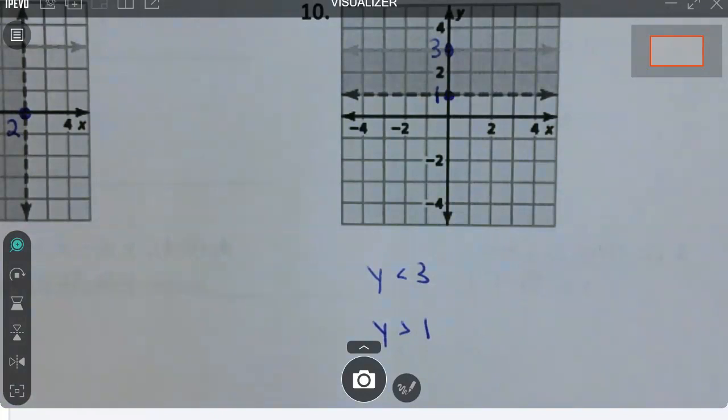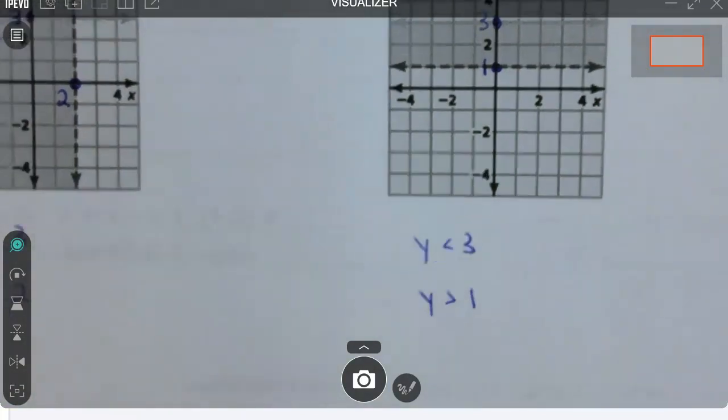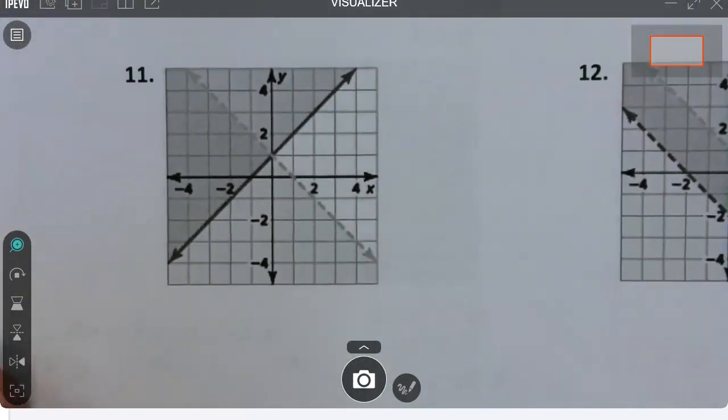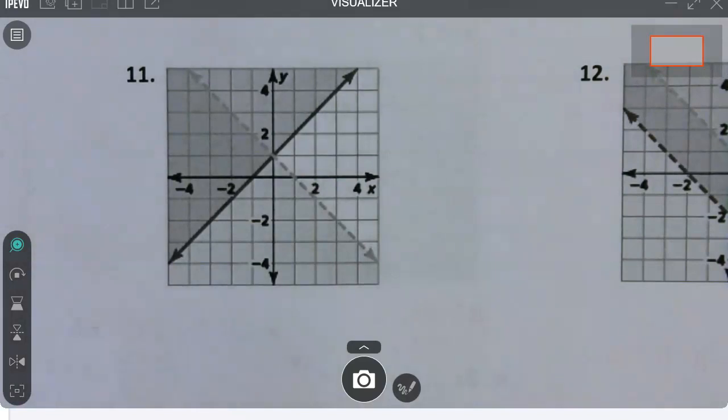Now these ones were not bad because it was only horizontal or vertical lines. Well, now we're going to get to our diagonal ones, and just use what we know. We're going to talk about y-intercepts, and we're going to talk about slope, and we're going to pay attention to whether it's dashed or solid, and then shaded above or below.